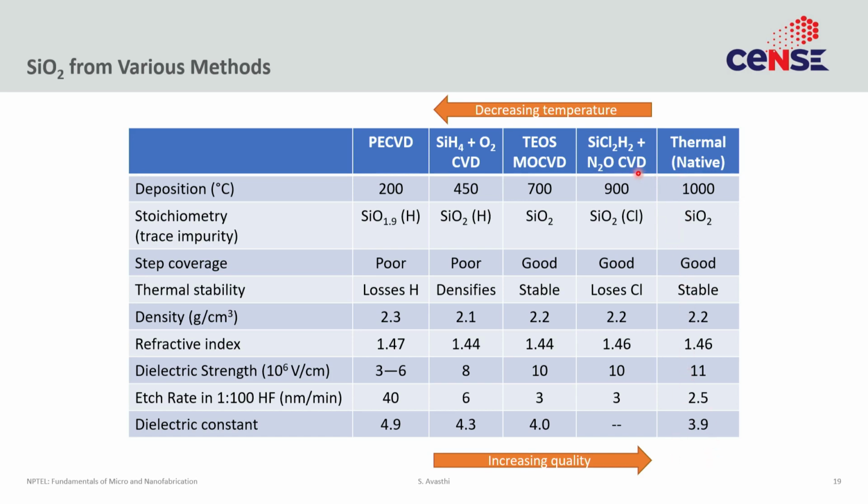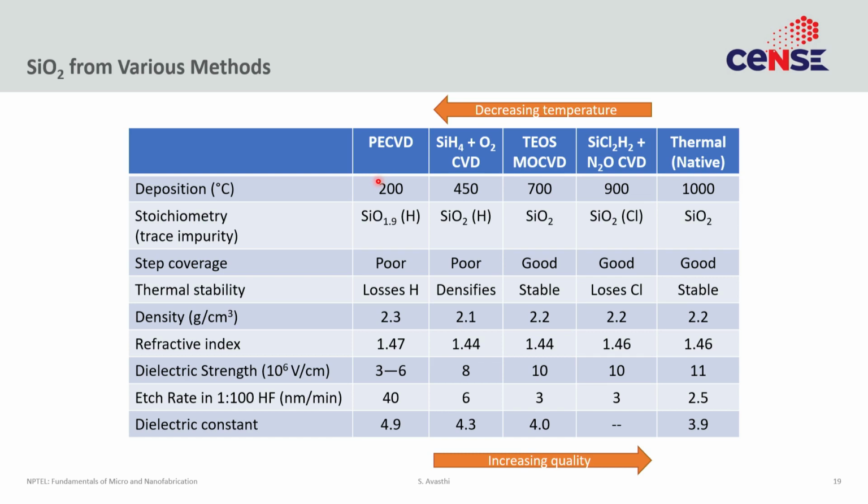We have done it using a CVD approach where dichlorosilane reacts with nitrous oxide. You can do it using TEOS, which is MOCVD. You can get the same silicon dioxide by doing just silane reaction with oxygen, which is simple CVD. You can also do it with plasma enhanced CVD if you involve plasma.